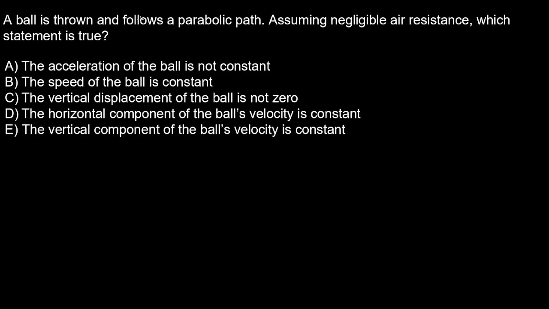A ball is thrown and follows a parabolic path. Assuming negligible air resistance, which statement is true? So first we have the acceleration of the ball is not constant, which is false, because we have a gravitational acceleration being constant in the surface of the Earth and negligible air resistance.